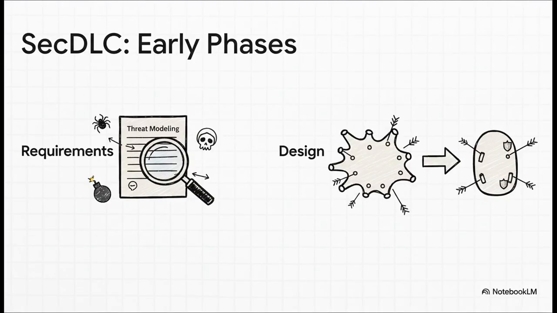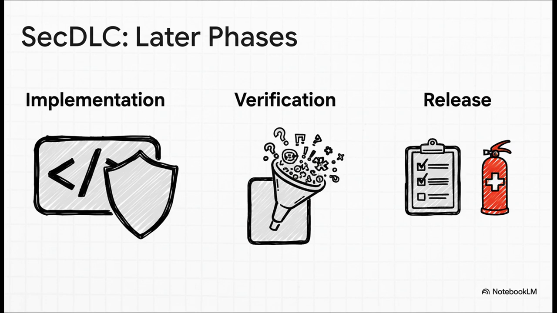Well, way at the beginning, during the requirements phase, you're doing things like threat modeling, which is just a fancy way of saying you're thinking like a hacker and figuring out how someone might attack your system. Then, in the design phase, you focus on reducing the attack surface, basically minimizing the number of doors and windows an attacker could try to get through. And this continues all the way through.